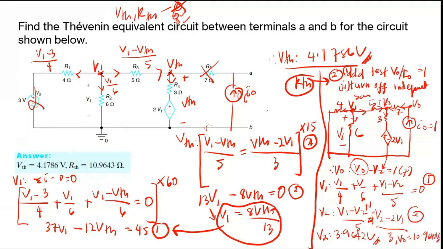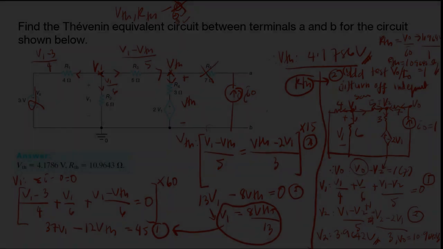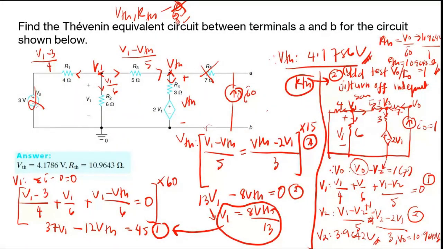When you calculate, you get V naught equal to 10.9642 volts. And then you know that your RTH is equal to V naught over I naught, right? So V naught is this value, 10.9642 over 1. So obviously your RTH is equal to 10.9642 ohm.